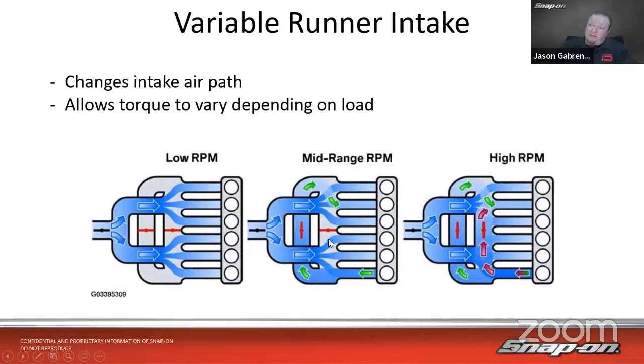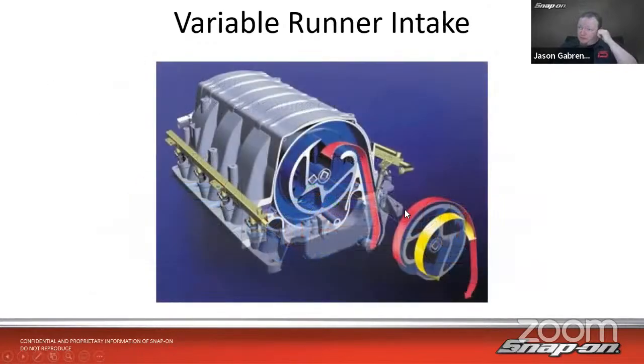At mid-range RPM, you see this middle one opens up, and the air is still taking a long runner, but we're also using the back pressure out of the engine to scavenge a little bit more air as well. It just changes the RPM curve there. And then the same thing at high RPM, both are open. It allows the air to come through and scavenge more air, using the pulses coming back through, and allows it to flow a little bit better that way as well. So a couple different ways to do that. A bunch of manufacturers use different ways.